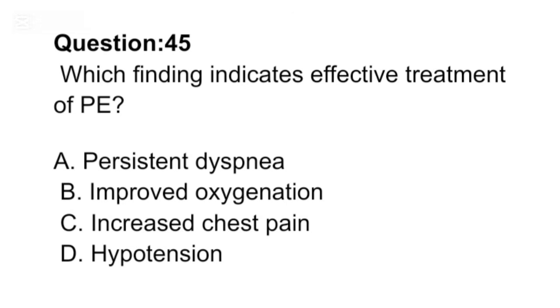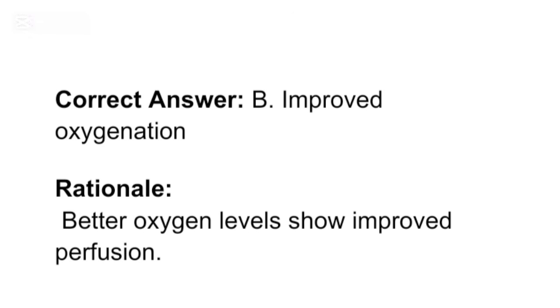Question 45. Which finding indicates effective treatment of PE? A. Persistent dyspnea. B. Improved oxygenation. C. Increased chest pain. D. Hypotension. Correct answer, B. Improved oxygenation. Rationale. Better oxygen levels show improved perfusion.